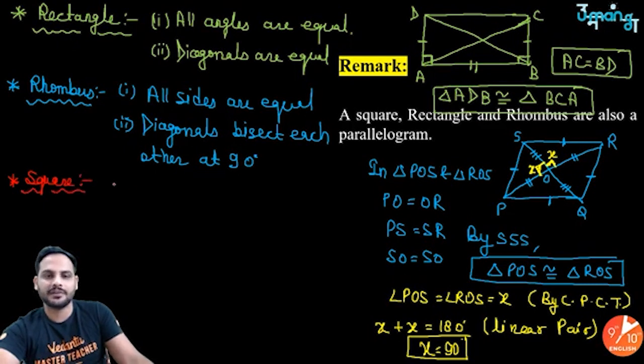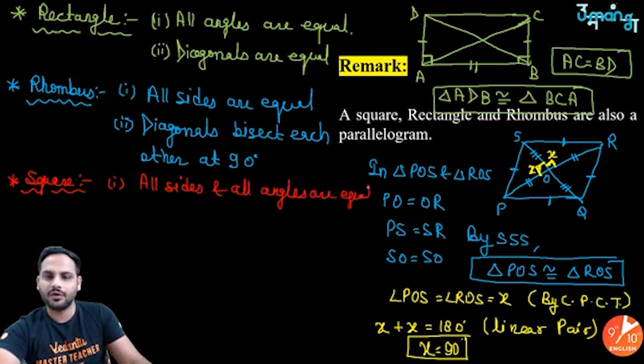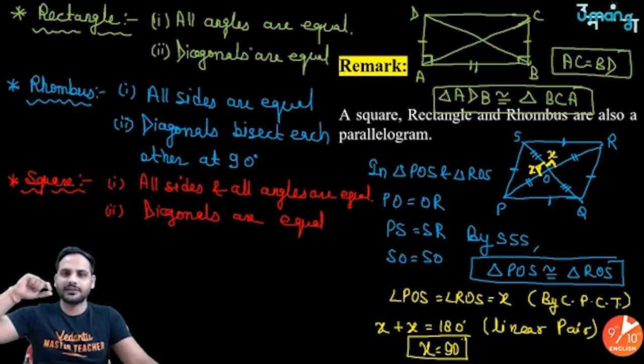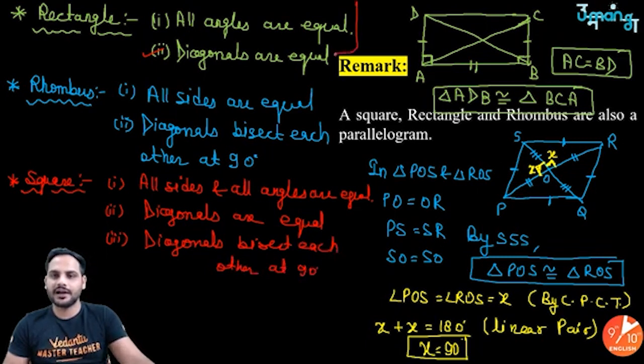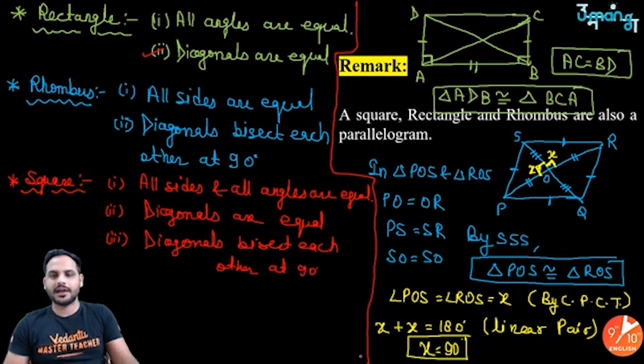So the square is the shape in which, first, all sides and all angles are equal, because we know in a square all the sides are equal to each other and all the angles are 90 degrees. The second thing is diagonals are equal, since a square comes under rectangle, so it will follow the properties of a rectangle as well, and also it will follow the properties of a rhombus as well. That means diagonals bisect each other at 90 degrees. So these are the extra properties of the rectangle, rhombus and the square.